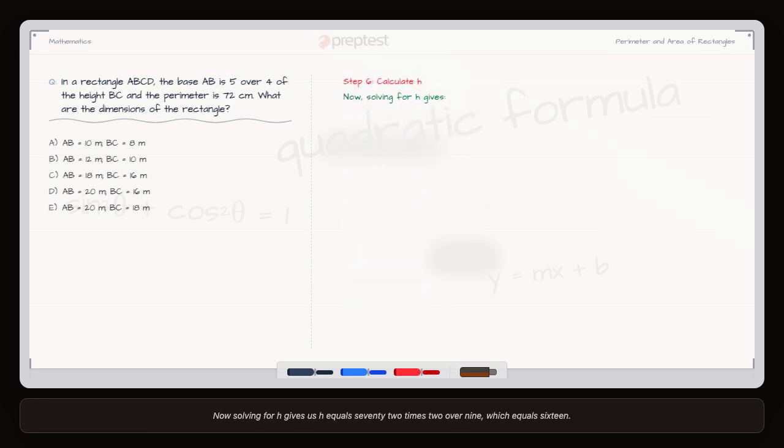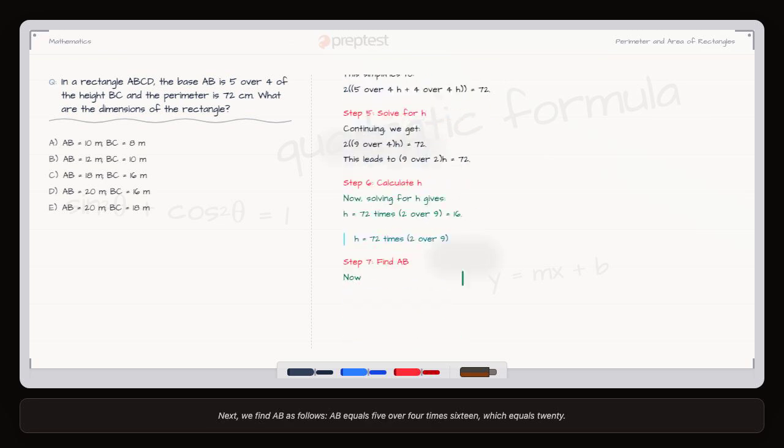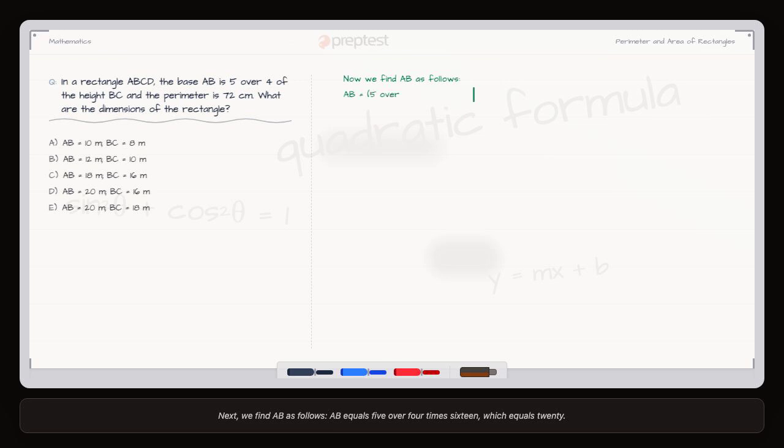Now solving for h gives us h equals 72 times 2 over 9, which equals 16. Next, we find AB as follows: AB equals 5 over 4 times 16, which equals 20. Thus, the dimensions are AB equals 20 meters and BC equals 16 meters. This matches option A.